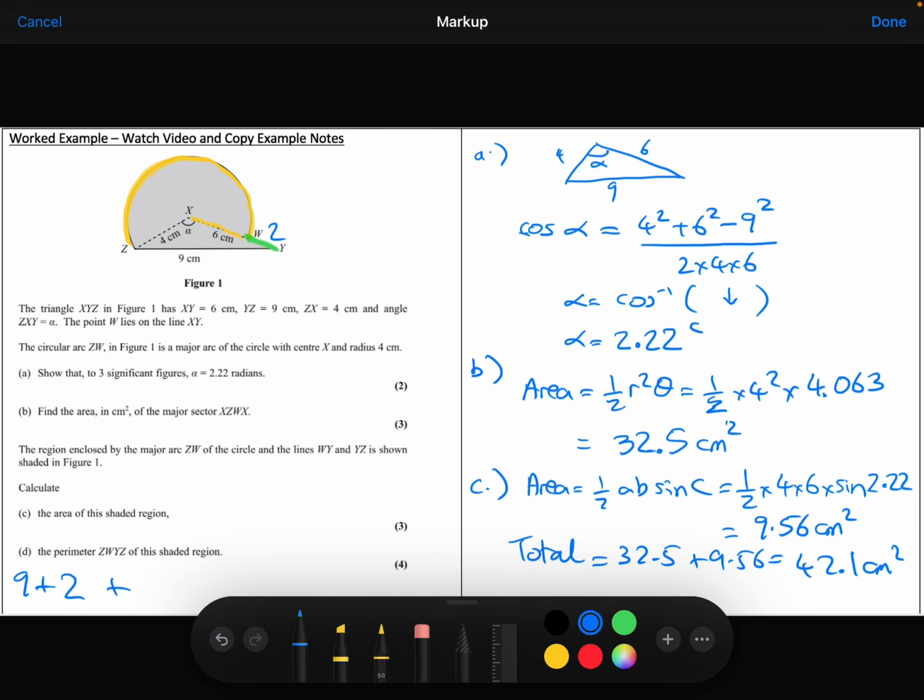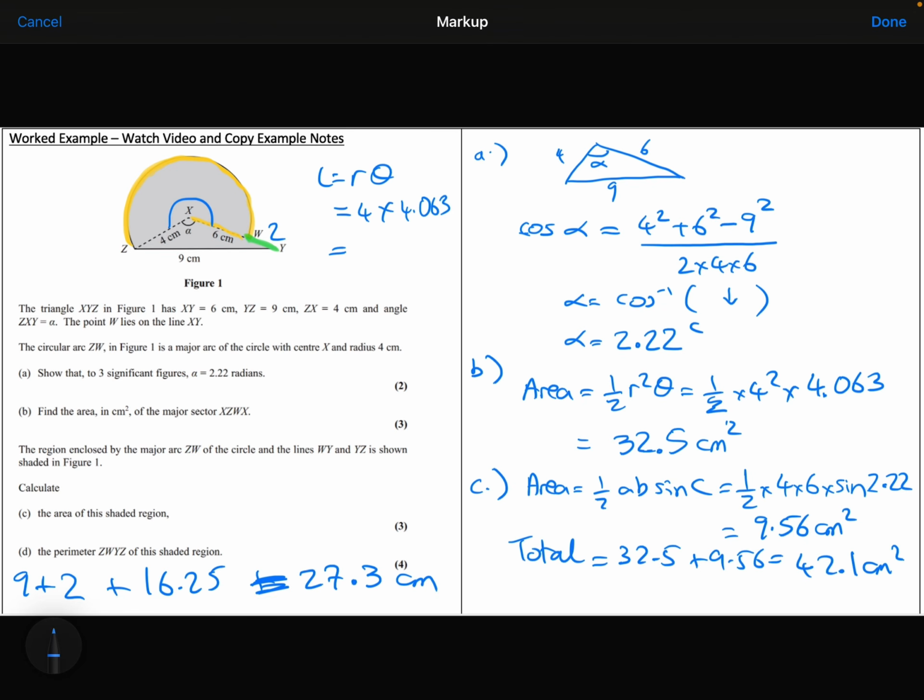Well, remember that the arc length is just r times theta, where I know that r is 4, and I know the angle here is the 4.063. So timesing those together, I find that the arc length is 16.25. Add that to the 11 to get the total perimeter, which will be 27.3 centimetres. And there we go.